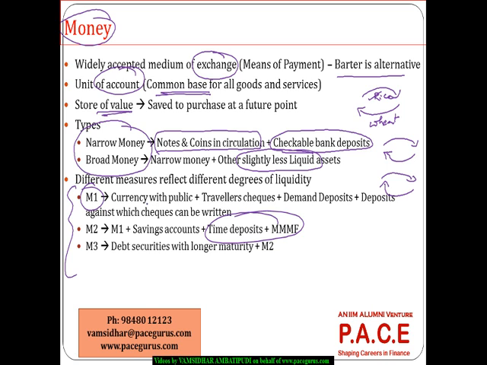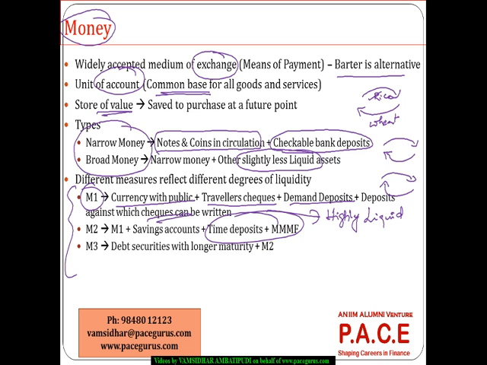When we say M1, it's very preliminary, highly liquid money: currency that is available with the public, traveler's checks which can be converted into cash immediately, demand deposits, again convertible to cash, and deposits against which checks can be written, checkable bank deposits, which means the money can be withdrawn at any point in time. This is highly liquid money, so that's where it gets classified as narrow.